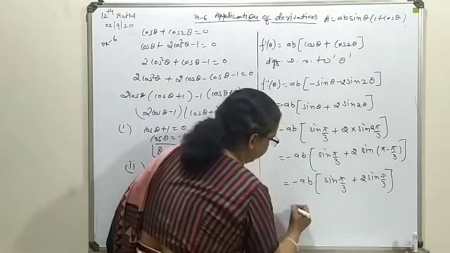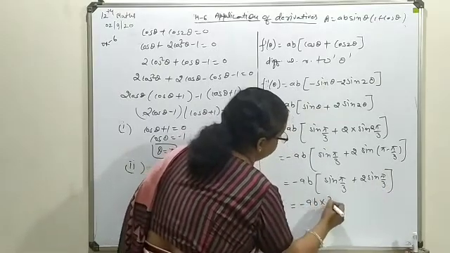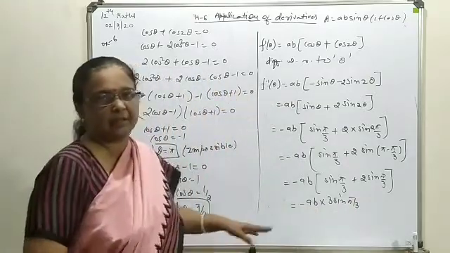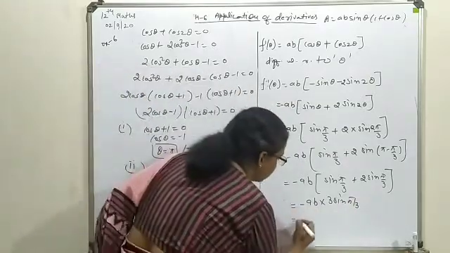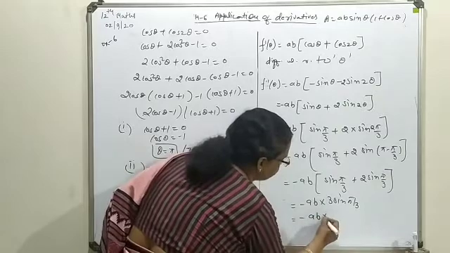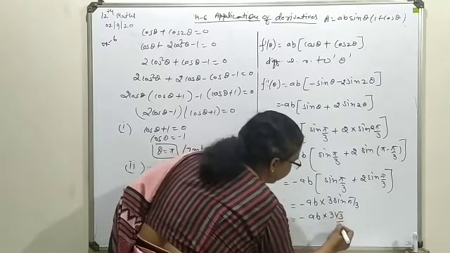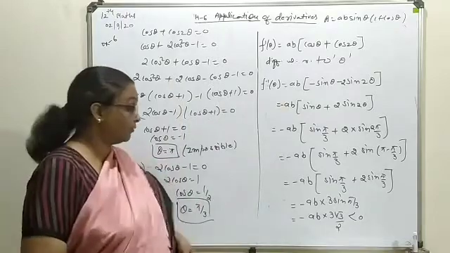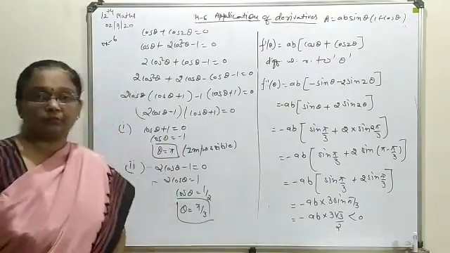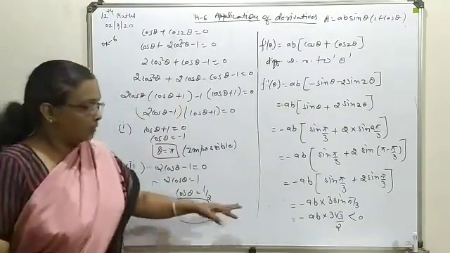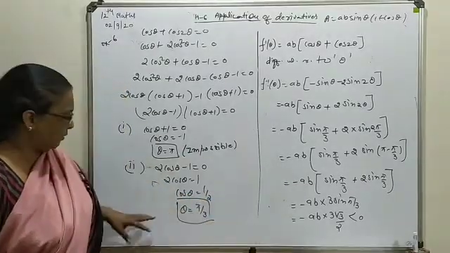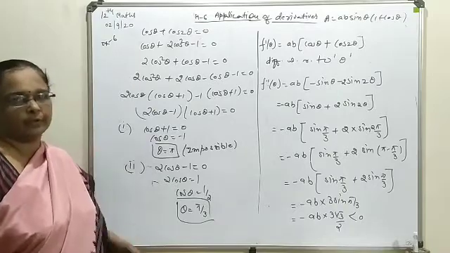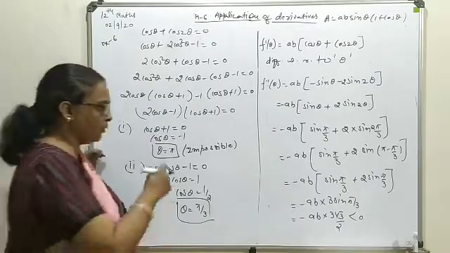Finally it will be minus AB 3 sin pi by 3. Substitute the value of sin pi by 3, that is root 3 by 2. So this is minus AB into 3 root 3 by 2. So here you can see at theta equal to pi by 3, your solution is coming out negative. So at theta equal to pi by 3, obviously the area will be evaluated as a maximum solution.